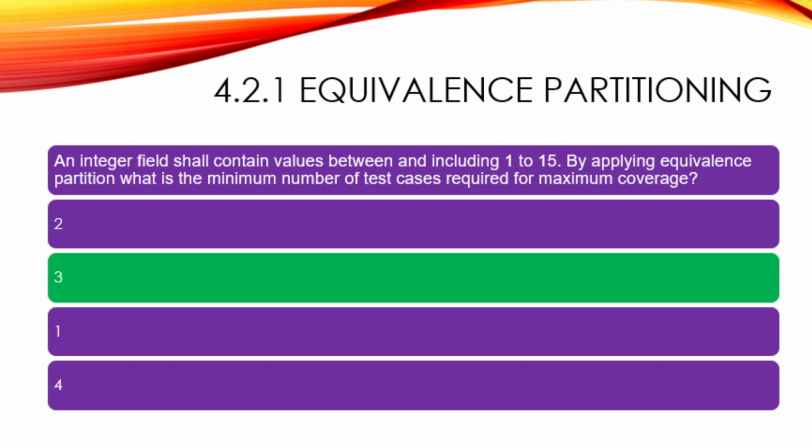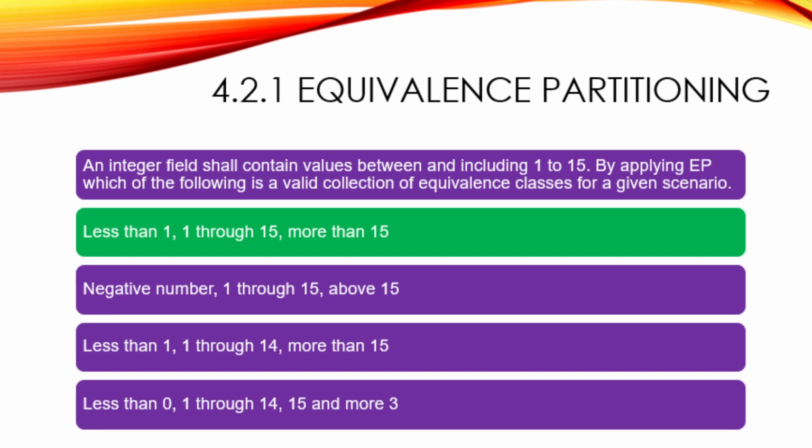By applying equivalence partitioning, what is the minimum number of test cases required for maximum coverage? In this case, we will have 3, as I have discussed earlier. In equivalence partitioning, let me show you one more example. An integer field shall contain values between and including 1 to 15. By applying equivalence partitioning, which of the following is a valid collection of equivalence classes for a given scenario? In this scenario, our valid collection is 1 to 15.